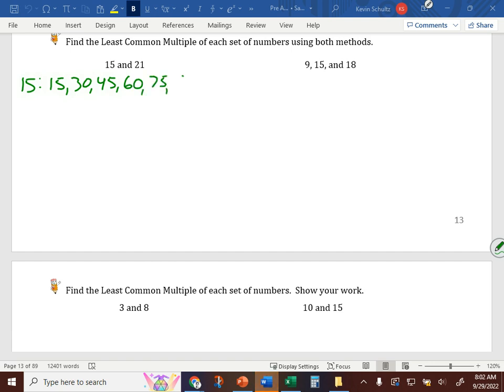75. 90. I don't know when to stop, so I'm just going to stop right there. Don't? I said stop now. Oh, stop now. Okay. Okay.